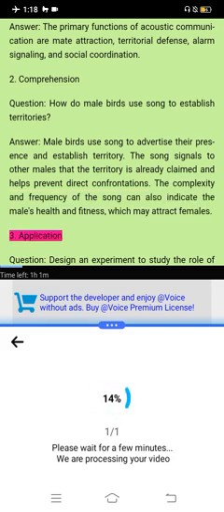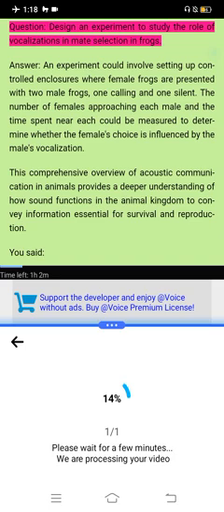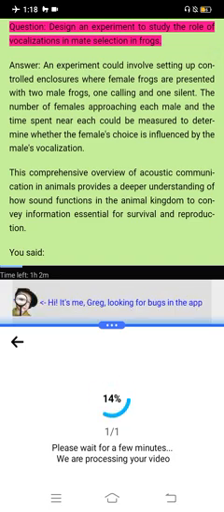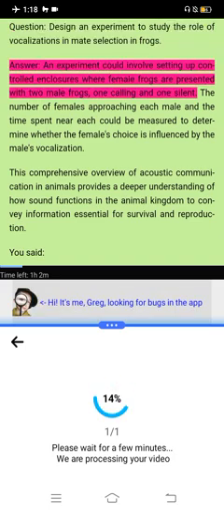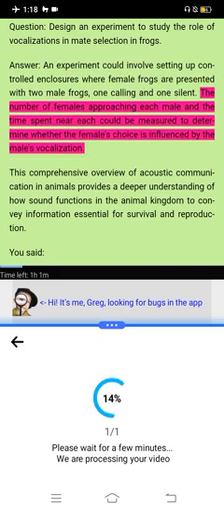3. Application. Question. Design an experiment to study the role of vocalizations in mate selection in frogs. Answer. An experiment could involve setting up controlled enclosures where female frogs are presented with two male frogs, one calling and one silent. The number of females approaching each male and the time spent near each could be measured to determine whether the female's choice is influenced by the male's vocalization.